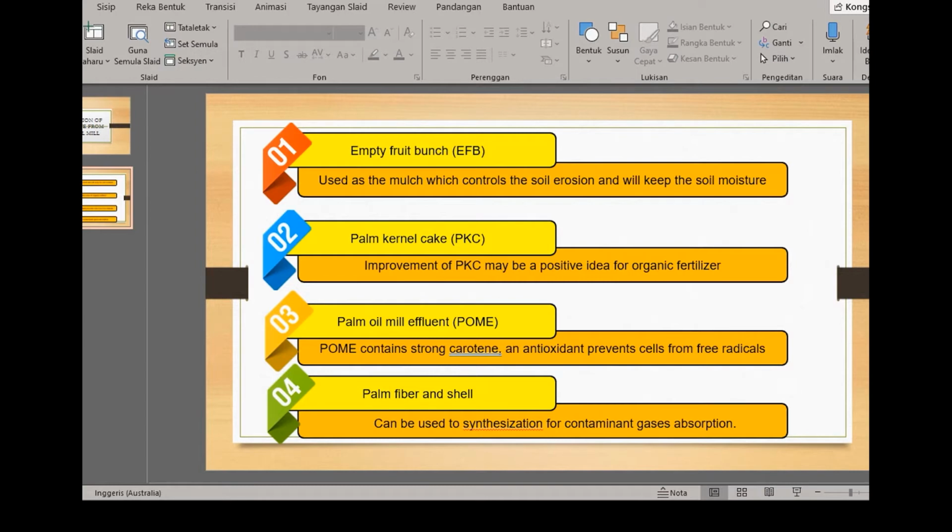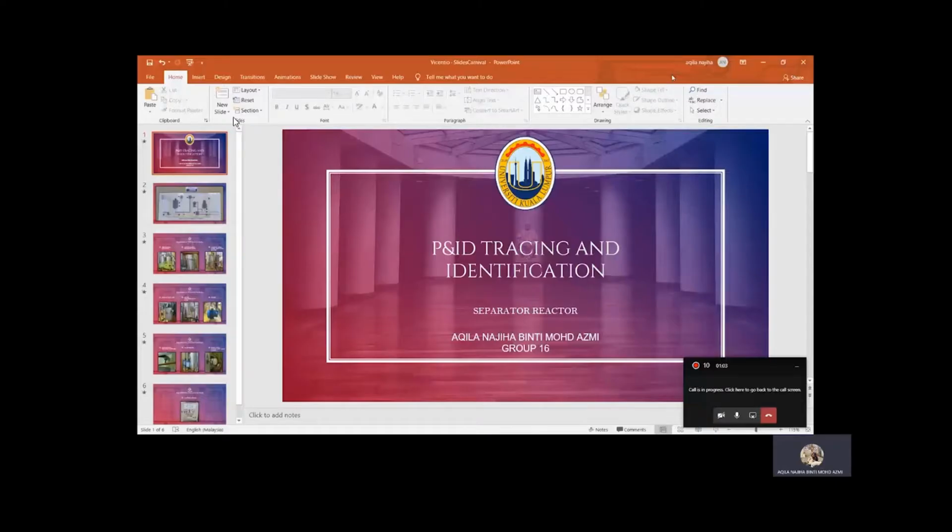Next, palm oil mill effluent, POME. POME contains strong carotene and antioxidant that can protect cells from free radicals. Lastly, palm fiber and shell. Palm fiber and shell can be used for synthesization of contaminant gas absorption.